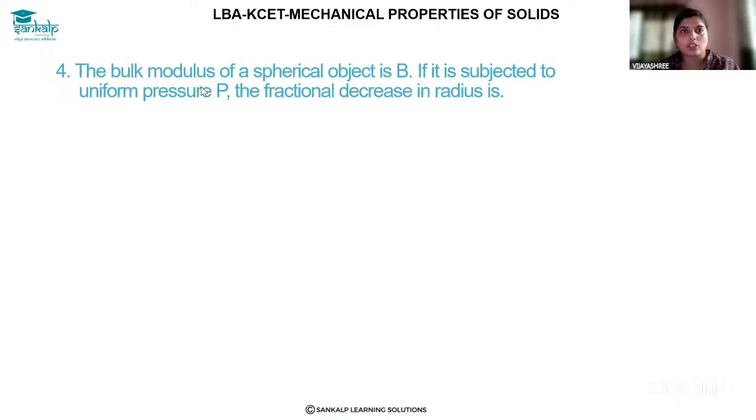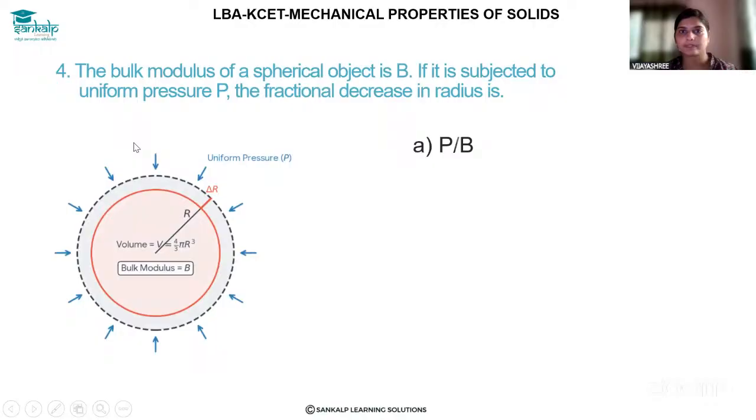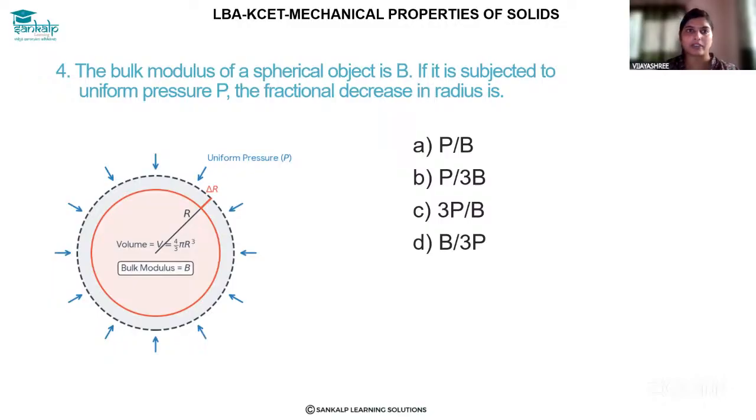The bulk modulus of a spherical object is B. If it is subjected to uniform pressure P, the fractional decrease in the radius is? Options: A, P by B. B, P by 3B. C, 3P by B. D, B by 3P. What are we given? The bulk modulus of the spherical object is B.